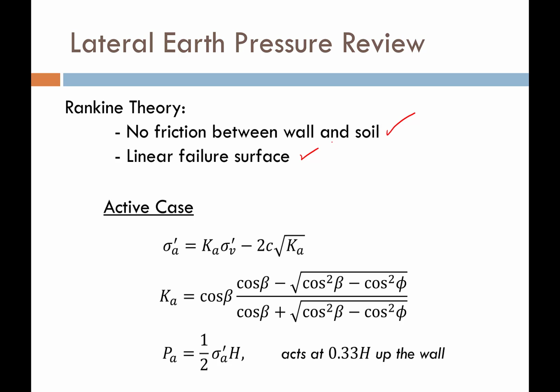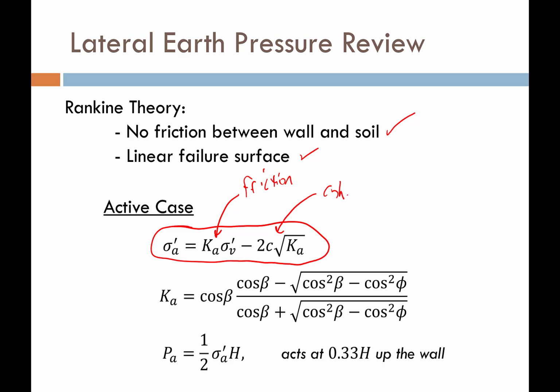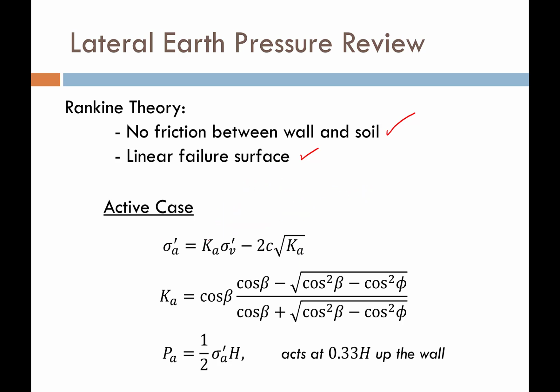But if we just run with them, then we can develop these equations right here. So for the active lateral earth pressure, the effective lateral earth pressure against my wall at any depth is going to be equal to this equation right here, where this component comes from friction and this component right there comes from cohesion in the soil. If I have a cohesionless soil, then that part of the equation just goes away because cohesion is equal to 0. Okay, simple stuff.